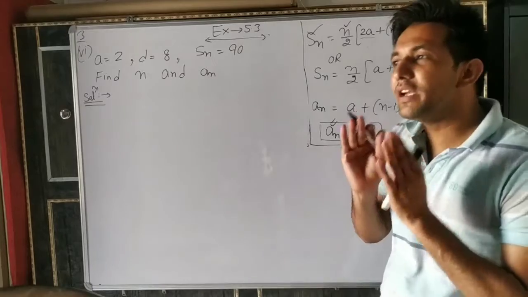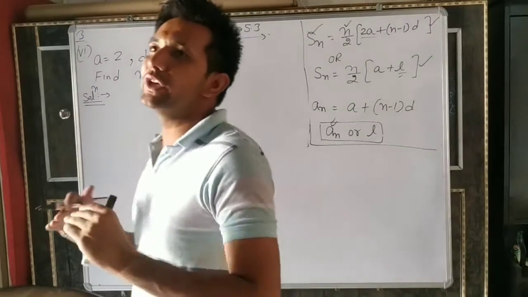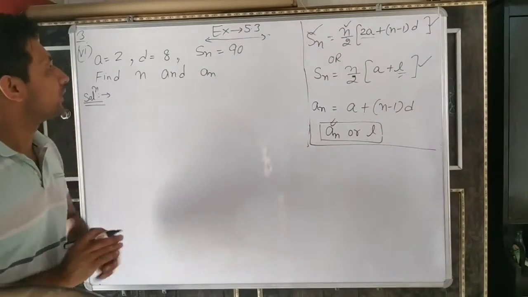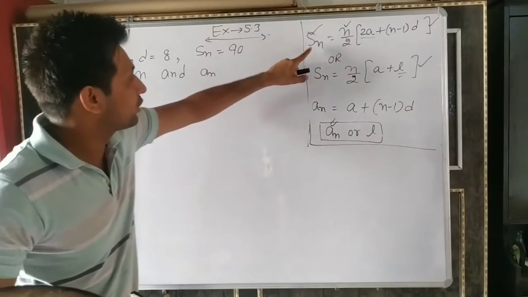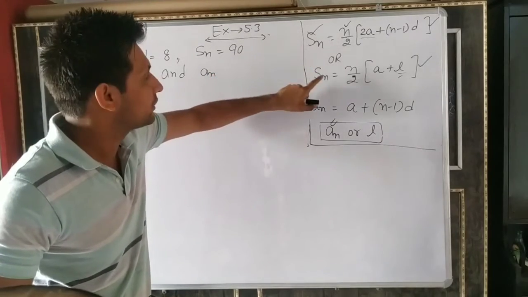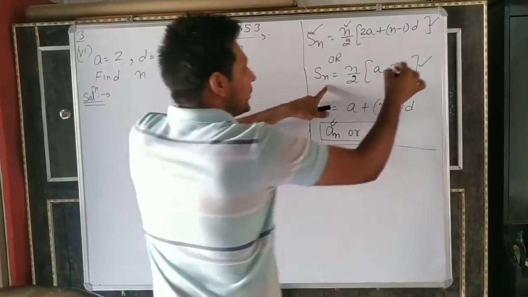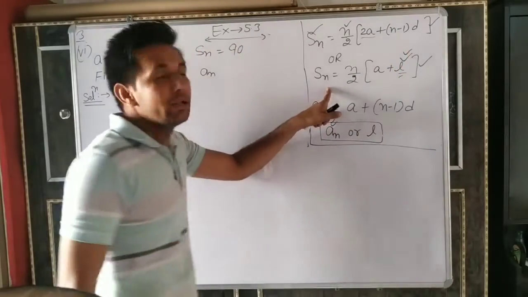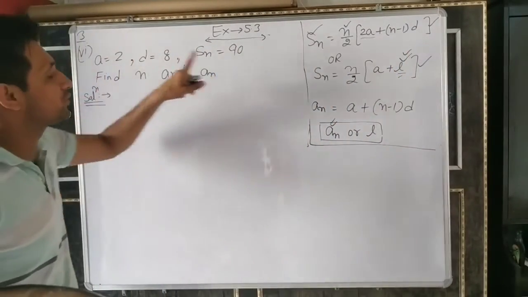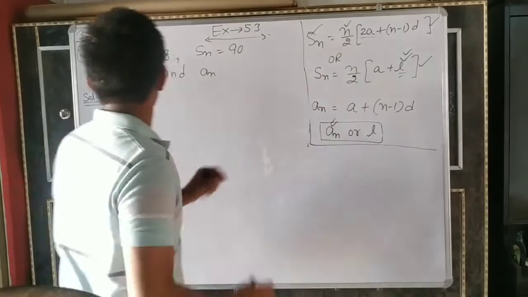Understand? Always, dear, we will use whatever is given in the question. Yes, Sn is given. So for this we will use either this one or this one. But in this formula we need l. L means last term, but l is not given. So which formula will we use? It is okay. So we will write.